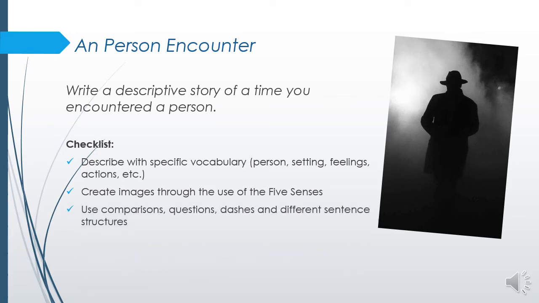The third item on the checklist is that you should use comparisons, questions, dashes, and different sentence structures: simple, complex as much as you can, and compound, of course. This is basically to avoid boredom and run-ons. Try to vary your style so that the reader still feels enticed.